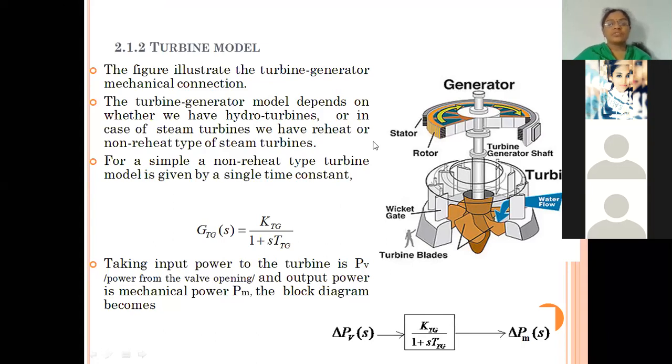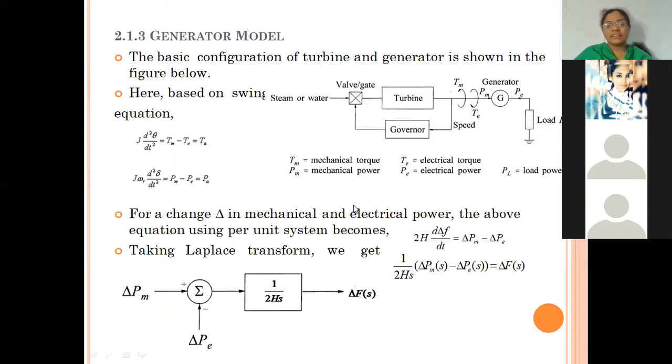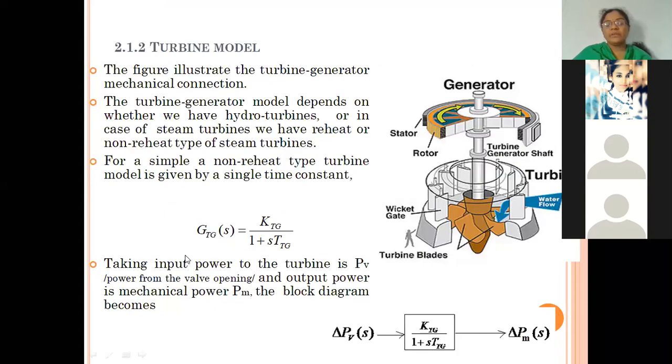That depends on whether it is a hydro turbine or a steam turbine. We have reheat and non-reheat. I explained how we get the reheat and non-reheat turbines. And for the simple non-reheat type, we are taking the transfer function as K_T/(1 + sT_T). This T_T is nothing but the turbine time constant. And that is given as a block diagram.